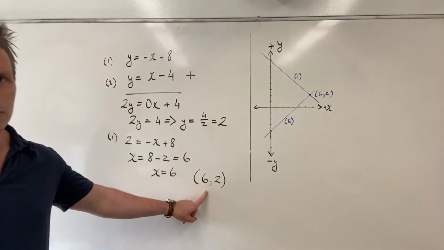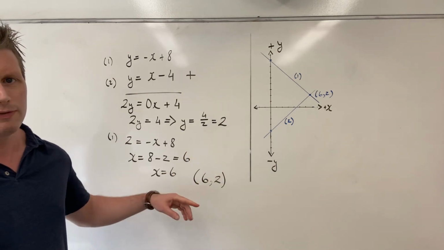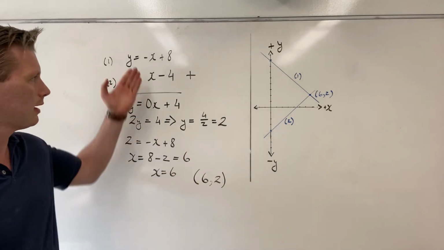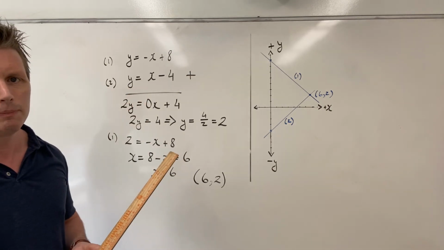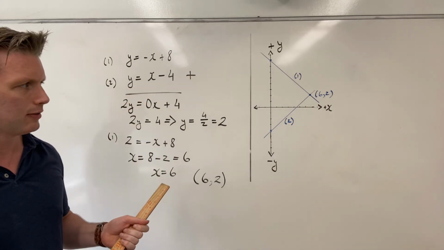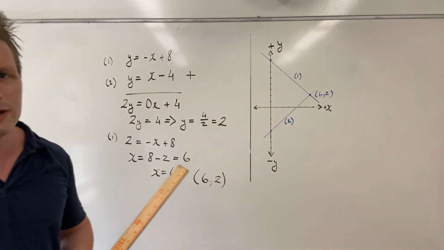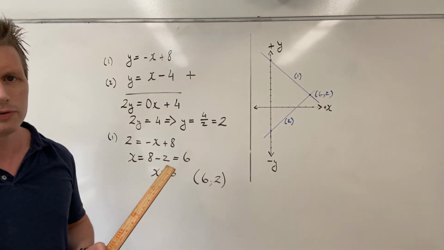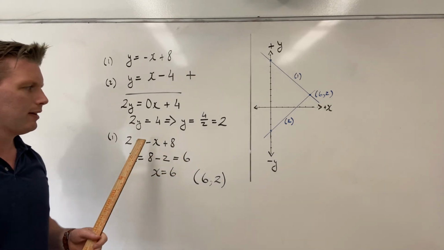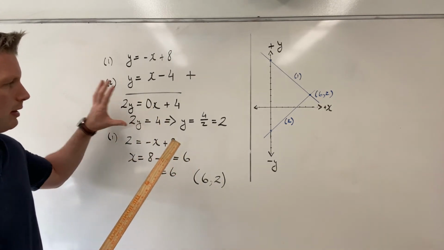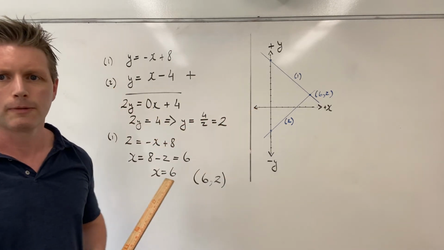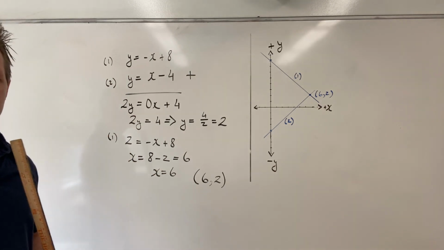So this (6, 2), again, represents the value of x and y that satisfies both of these equations, both of these lines. In other words, geometrically, we would say that that is the point of intersection of those two lines. And so that is the relationship between the algebraic and the geometric for linear equations. All right, thank you.